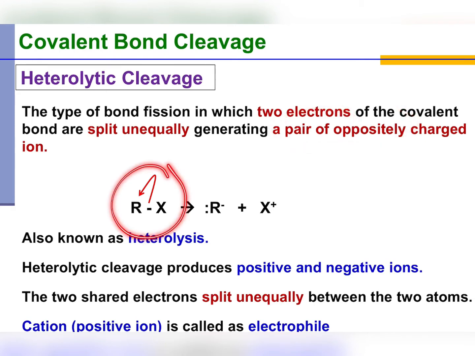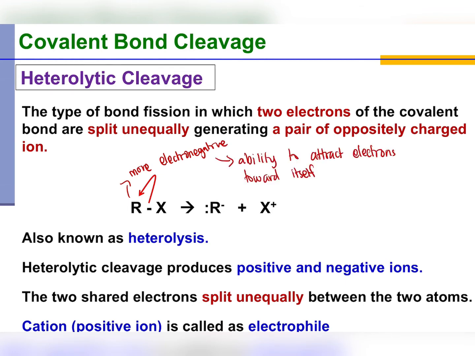Okay, for example, this one, R and X. Let us assume that R is more electronegative. Why does this word suddenly appear? Because in heterolytic cleavage, the more electronegative atom is the one that will attract the electrons. Electronegative here means the ability to attract electrons toward itself. That means if R is more electronegative, the tendency of R to attract electrons toward itself is stronger. So that's why both electrons in this bond go to R.